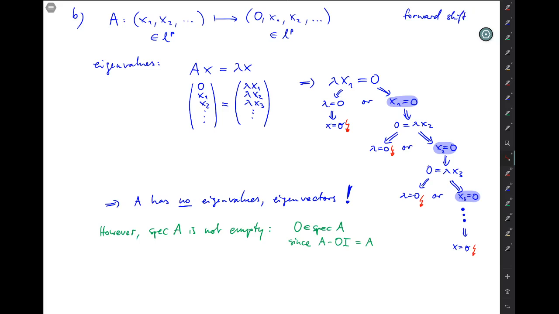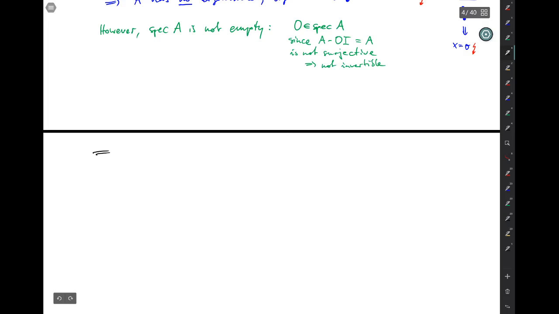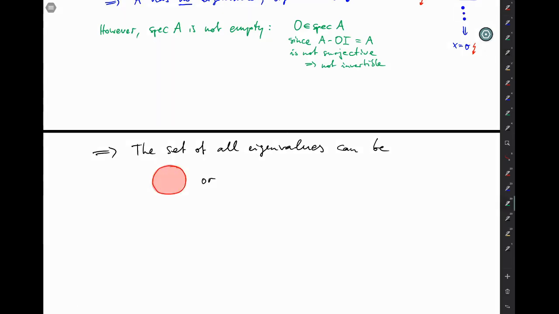But it's injective, right? So 0 is not an eigenvalue. In fact, A has no eigenvalues. You can try whatever you want. A minus lambda I is always going to be injective. Strange. Okay, so what have we learned from these examples? The set of eigenvalues can be a nice closed set like this, or it can be something like the open unit disk, or it could even be the empty set, or lots of other things can happen.